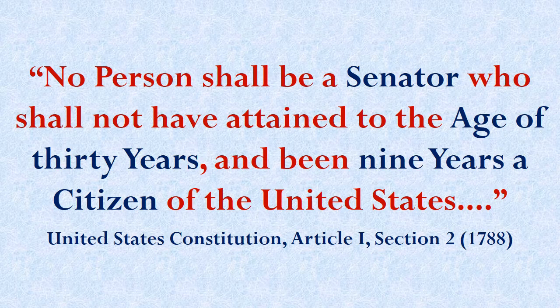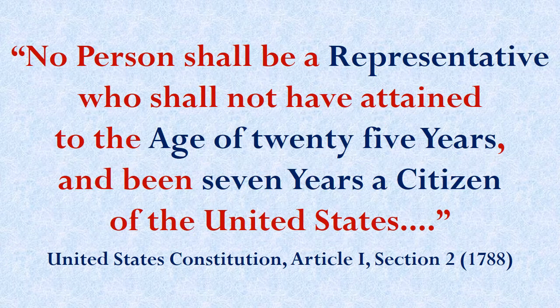The Constitution says that a senator has to be at least 30 years of age and been a citizen of the United States for at least 9 years. The Constitution says that a representative needs only be 25 years of age and only has to be a citizen of the United States for 7 years. Now notice this difference. It's quite interesting that the members of the Senate have to be 5 years older than members of the House. In a later lesson, we'll talk about the implications of that.